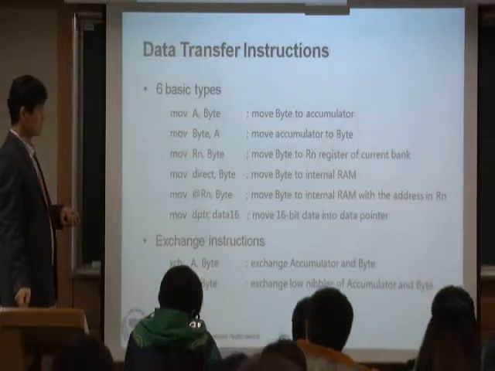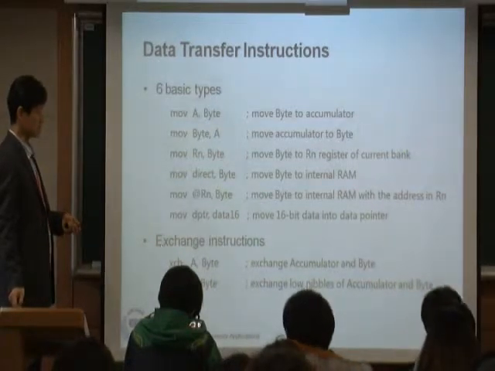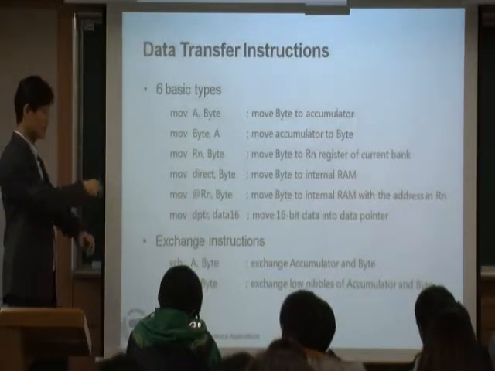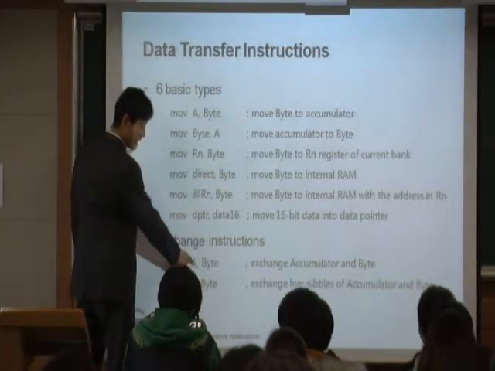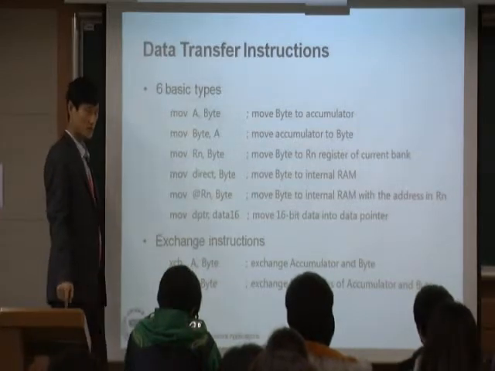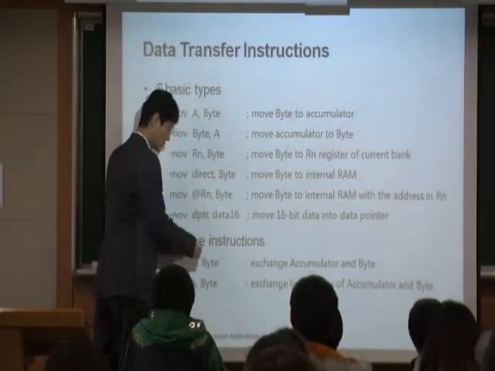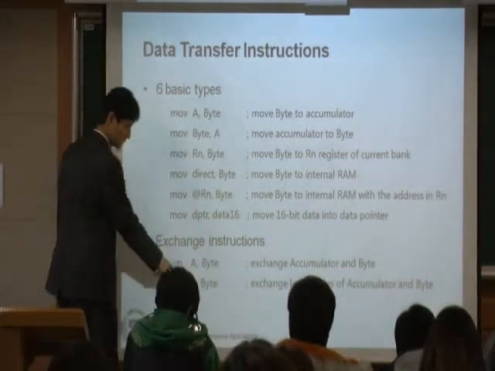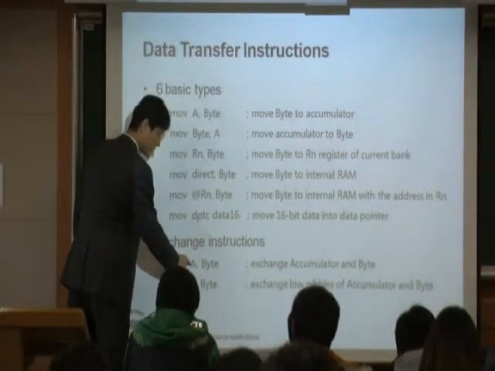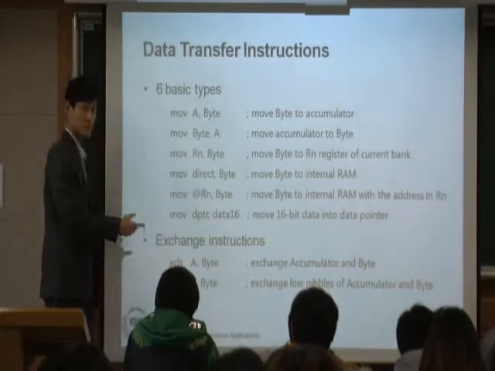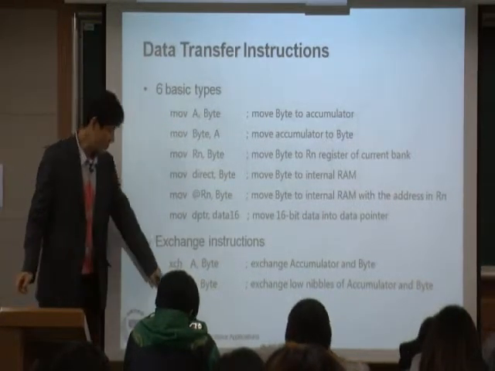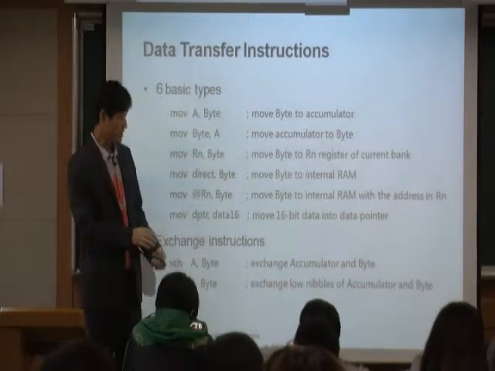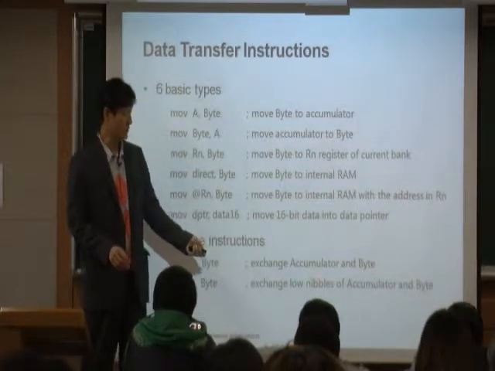Another data transfer instruction is the exchange instruction. Simply, what exchange does is exchange the value. Here, XCH A, byte. Then what happens? You basically swap the value. Switch, exchange the value. The value inside here goes to here. The value in here goes to there. Something like this, exchange. And exchange D means that, again, you exchange, but you are exchanging only the low nibble.